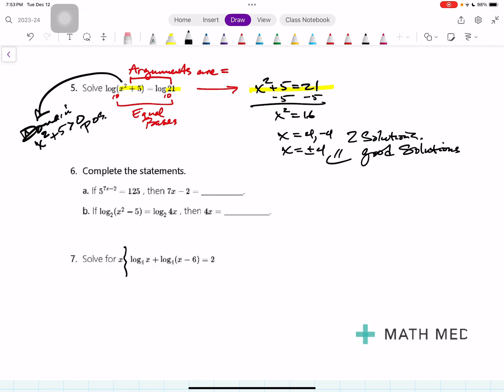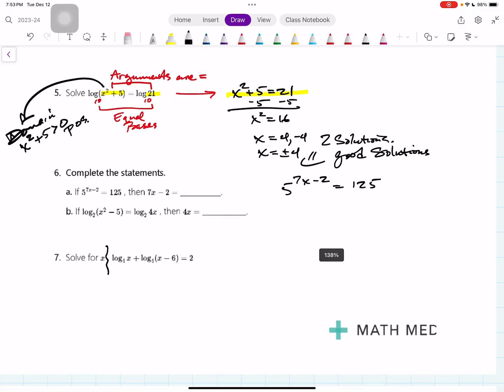Okay, nothing's extraneous is what I'm saying. Okay, number 6. All right, now here we go. Now if we have 5 to the 7x minus 2 power, that equals 125. I'm going to write it big and bold over here so I can see things better. And what you want to do is try to re-express 125 as base 5.